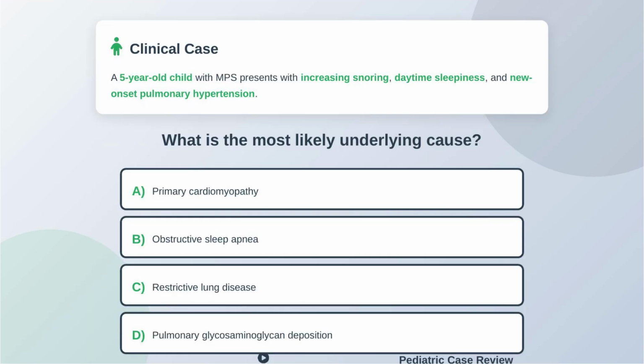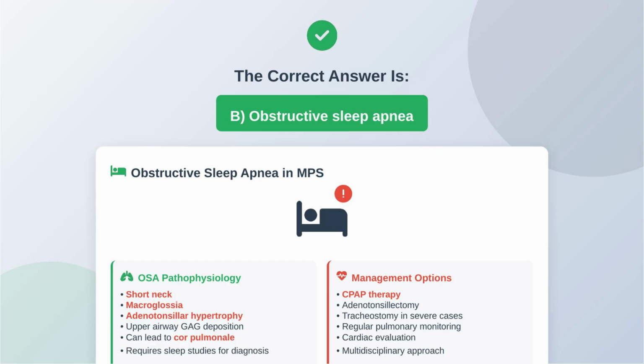A 5-year-old child with MPS presents with increasing snoring, daytime sleepiness, and new-onset pulmonary hypertension. What is the most likely underlying cause? A. Primary cardiomyopathy. B. Obstructive sleep apnea. C. Restrictive lung disease, or D. Pulmonary glycosaminoglycan deposition? The correct answer is B.